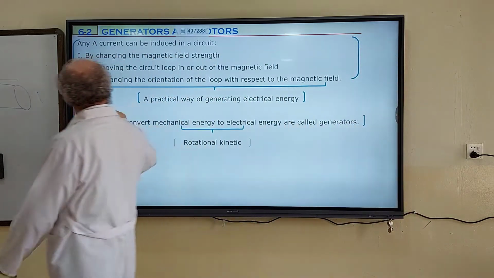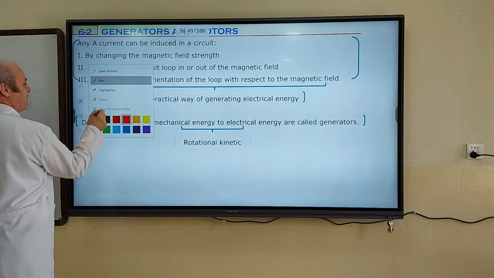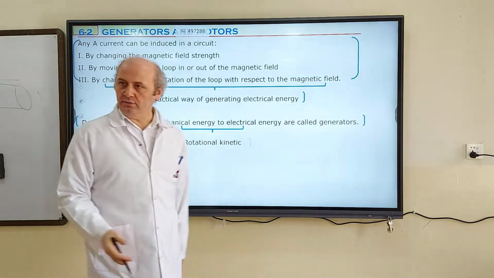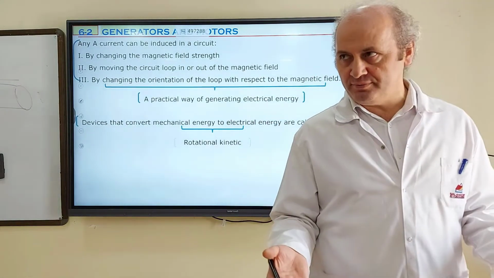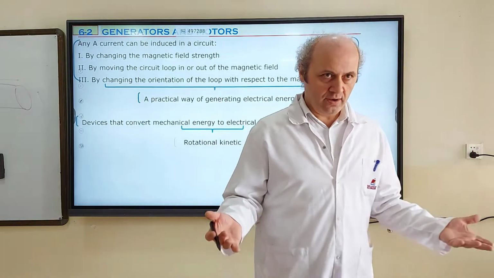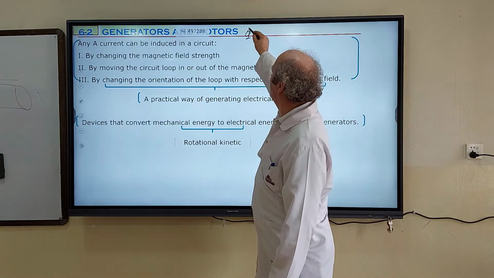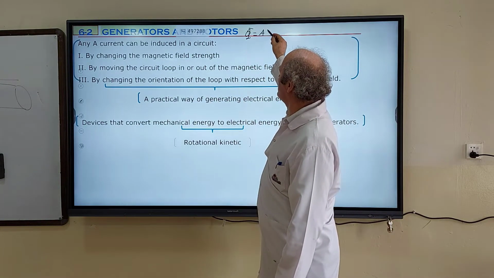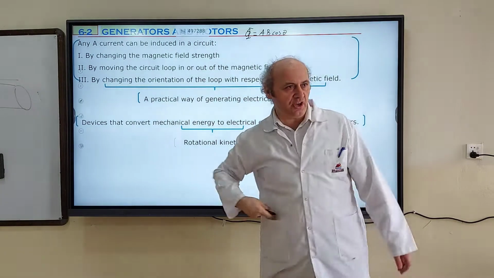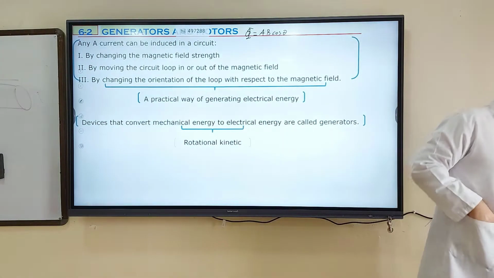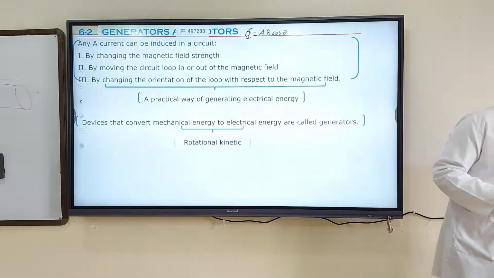We know that we can make a change in magnetic flux through a coil, and a change in magnetic flux induces an EMF, induces a current. We know this from section 1. And how can we change the magnetic flux? According to the equation of magnetic flux, there are 3 methods for changing magnetic flux through a coil. One of them is changing magnetic field strength.